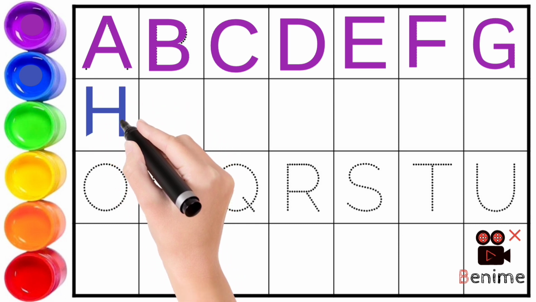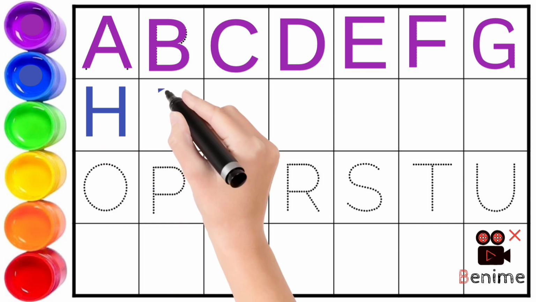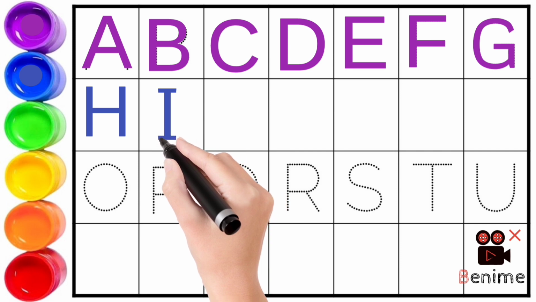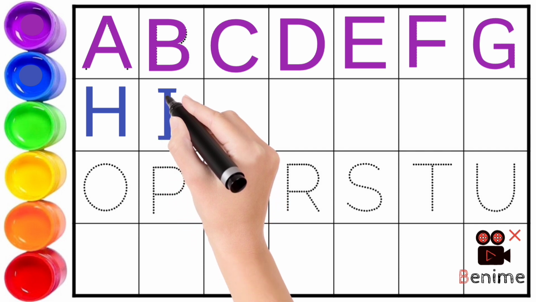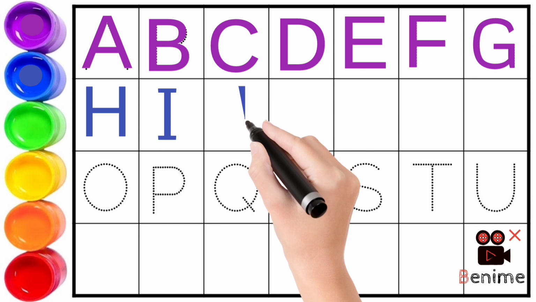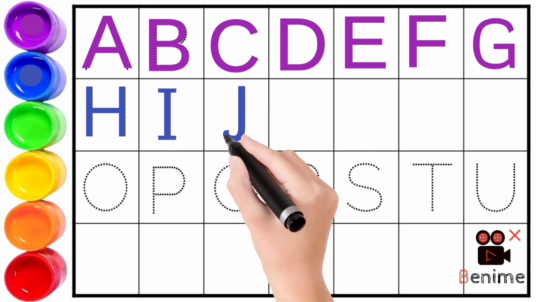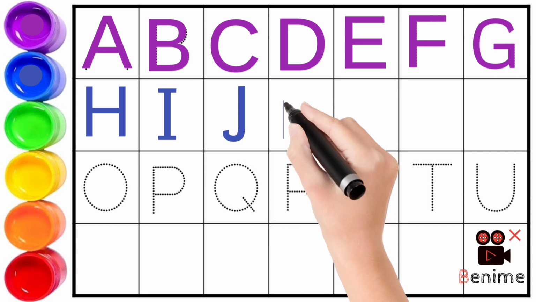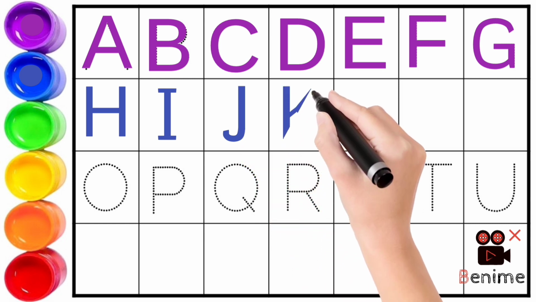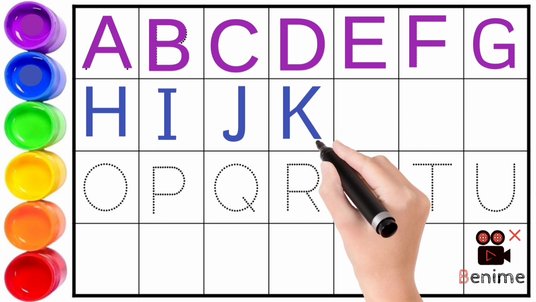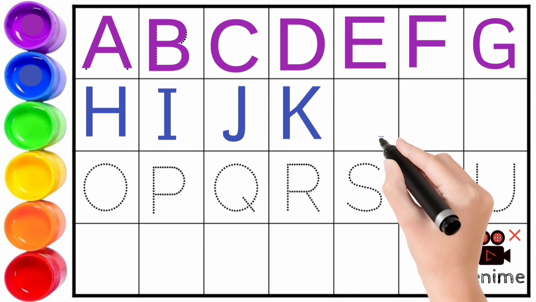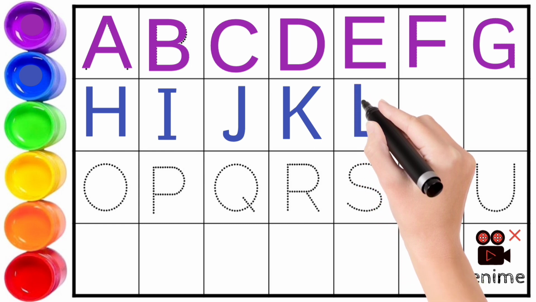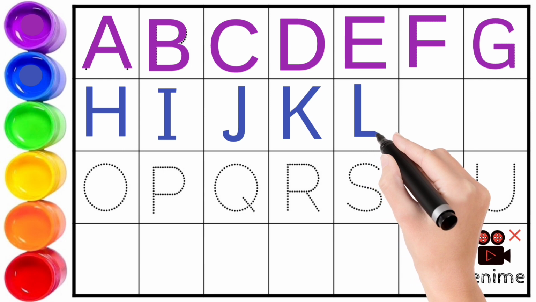H for horse. I for ice cream. J for jug. K for kite. L for lion.